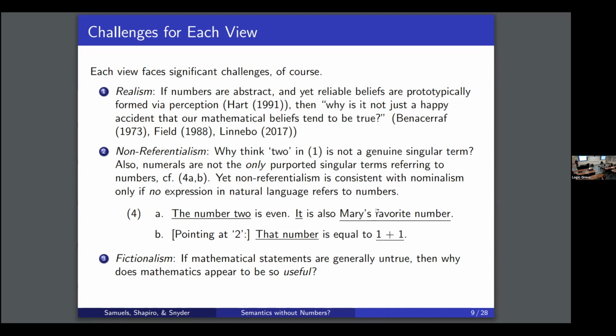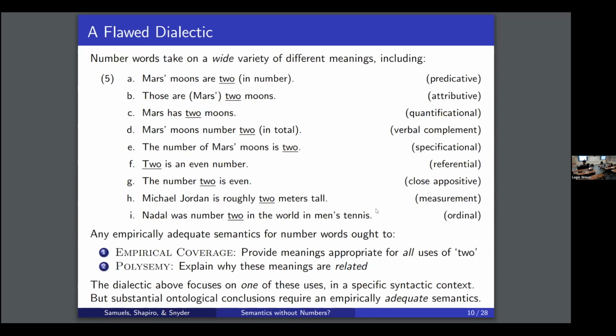The third, finally, the challenge for fictionalism, the major challenge is, if none of our mathematical talk is true, right, again, either false or suffers from presupposition failure, then why is it that mathematics seems so successful? Why are we able to use mathematical planes in engineering, building bridges, science, whatever, right? Why is mathematics applicable if none of it is in fact true? Okay, those are the major challenges.